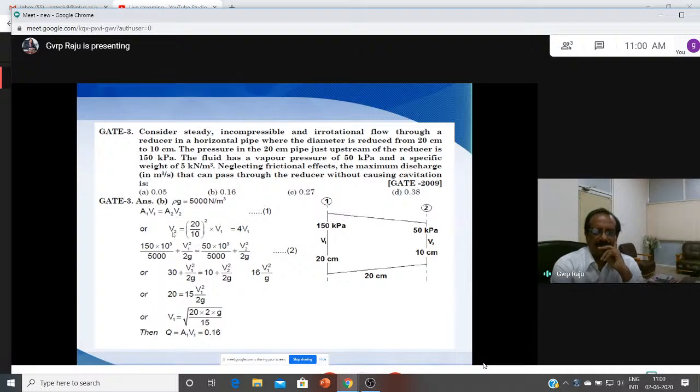So V2 is equal to A1 V1 by A2. So pi by 4 cancels, and 20 square by 10 square. So in other words, V2 is equal to 4 times V1.